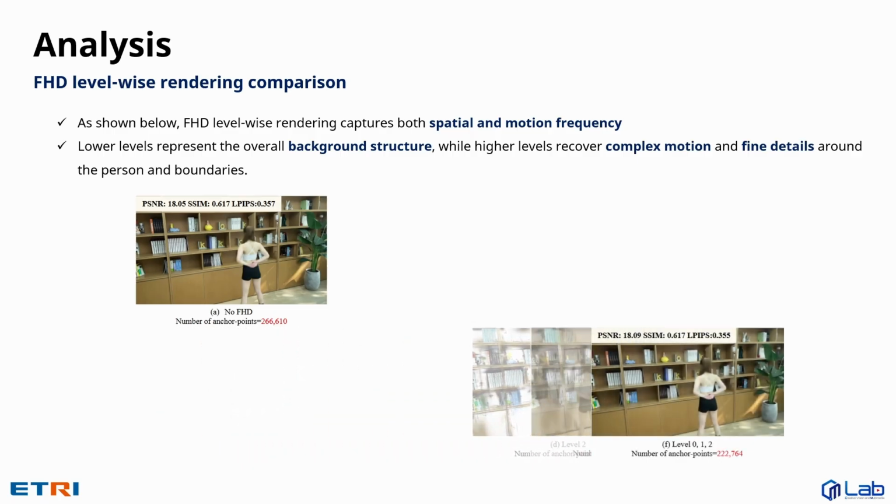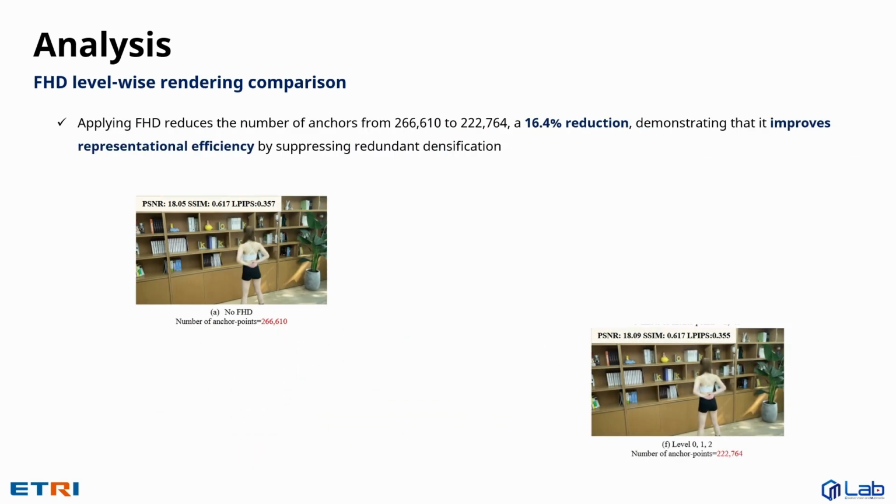By applying FHD, we reduce the number of anchors from 266,610 to 222,764, which corresponds to a 16.4% reduction. Despite using fewer anchors, the rendering quality remains nearly unchanged. This demonstrates that FHD improves representational efficiency by suppressing redundant densification.